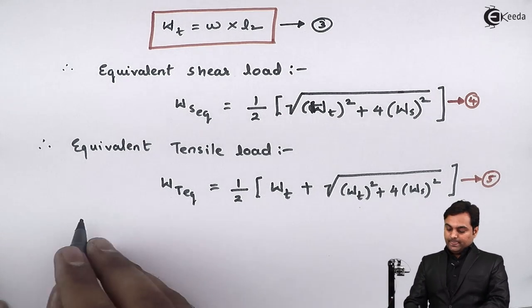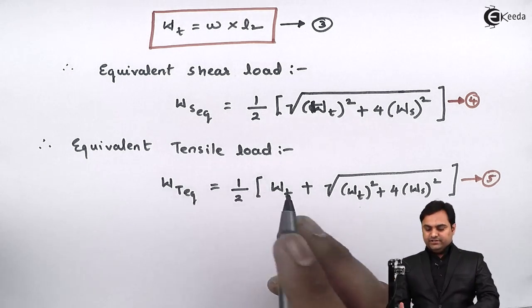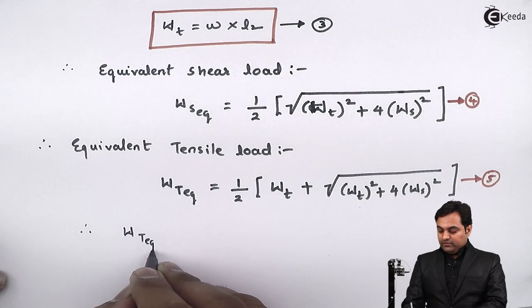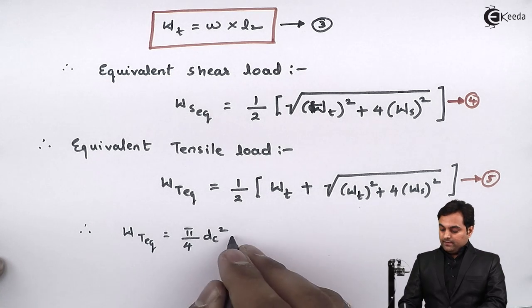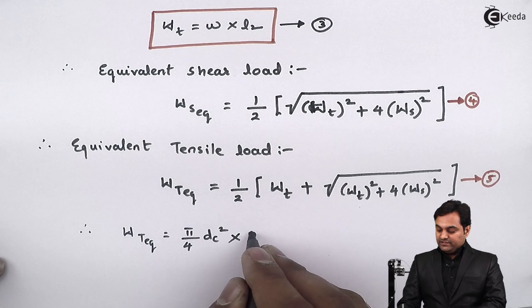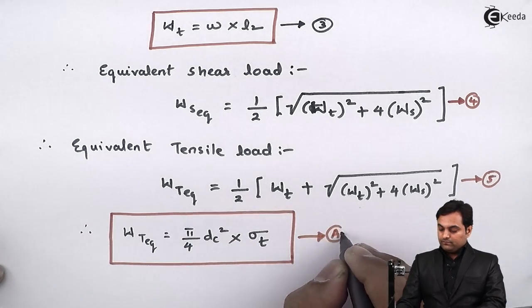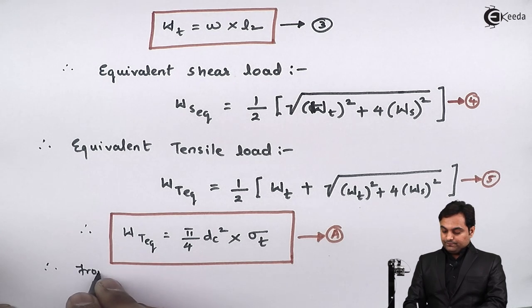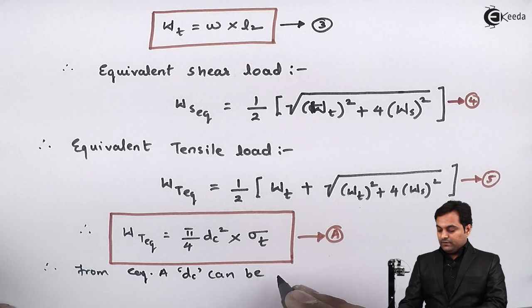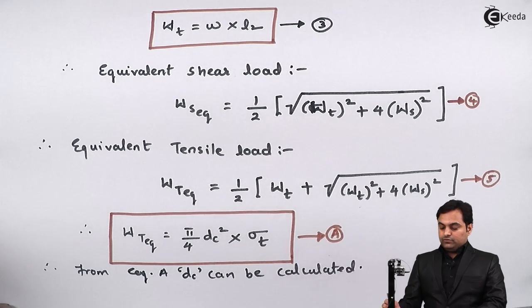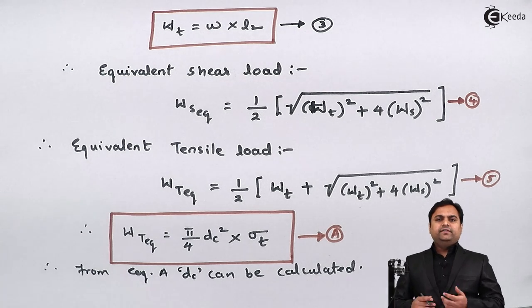and after this, when we have known the value of load, suppose the equivalent tensile load value is greater, then this equivalent tensile load will be equal to pi by 4 dc square, that is the core cross sectional area, multiplied by tensile stress because it is equivalent tensile load, and this will be equation number capital A. And therefore from equation capital A, dc can be calculated. So we can design the core diameter, and once we know the core diameter, we can find the nominal diameter, that is the greater diameter, and then complete the bolt design.